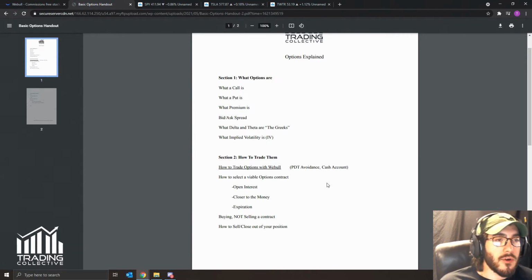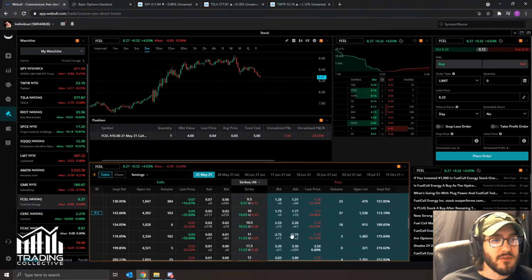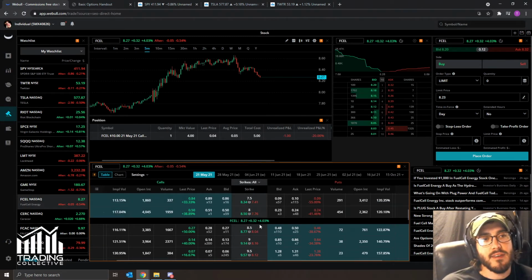And now we're going to start getting into how to select a viable options contract. We'll be talking about OI or open interest, closer to the money, and expiration. So I'll actually start with the terminology. There's in the money, at the money, and out of the money. The money is the current price for the security. For FSEL, we're seeing that current price at 827.